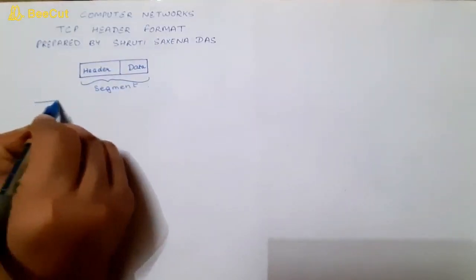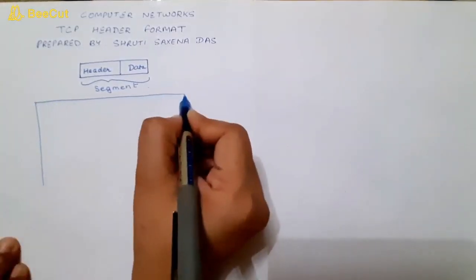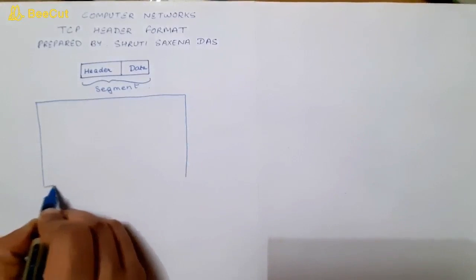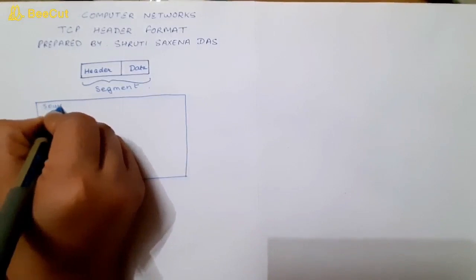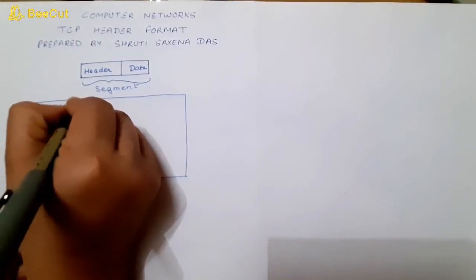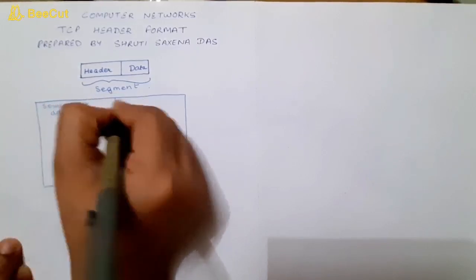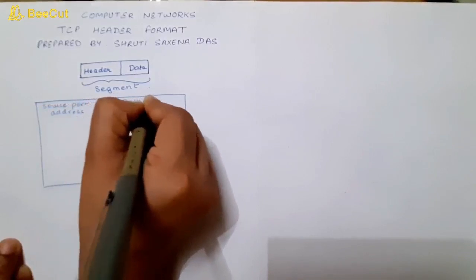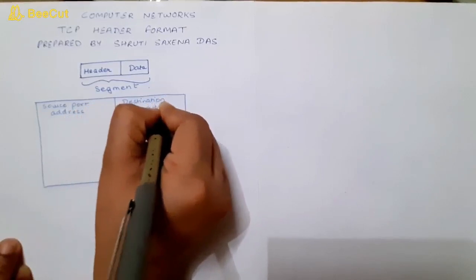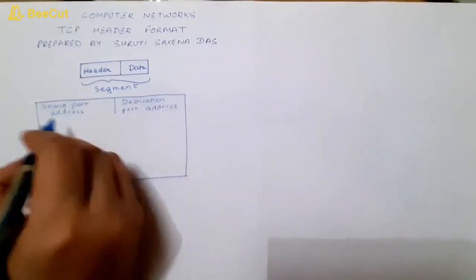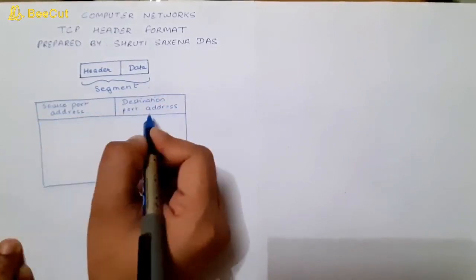Now see what the format of your TCP header is. We have so many fields in the TCP header. The TCP header is basically 24 bytes. The first field over here is the source port address and the destination port address. So this is the first row, which contains the source and destination port addresses.